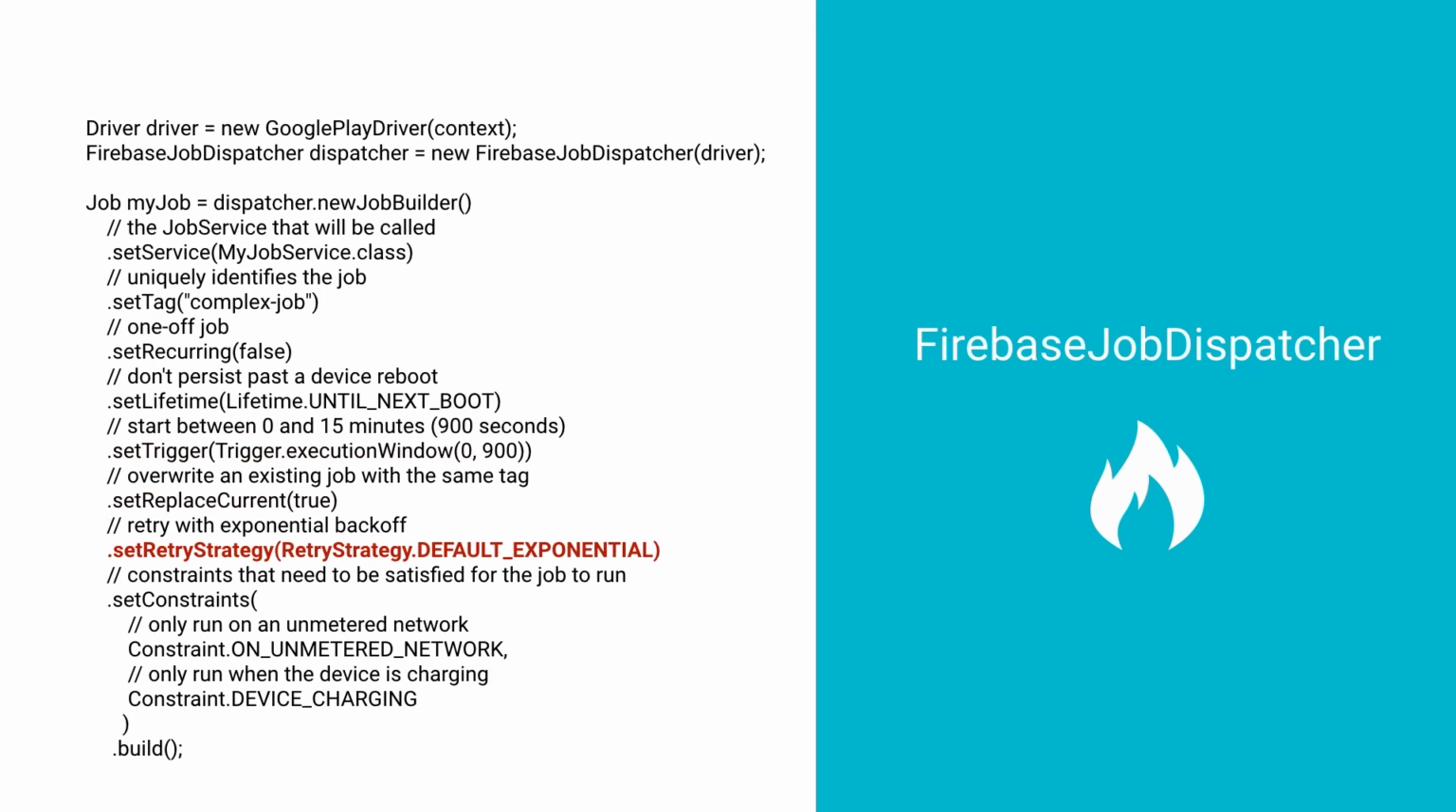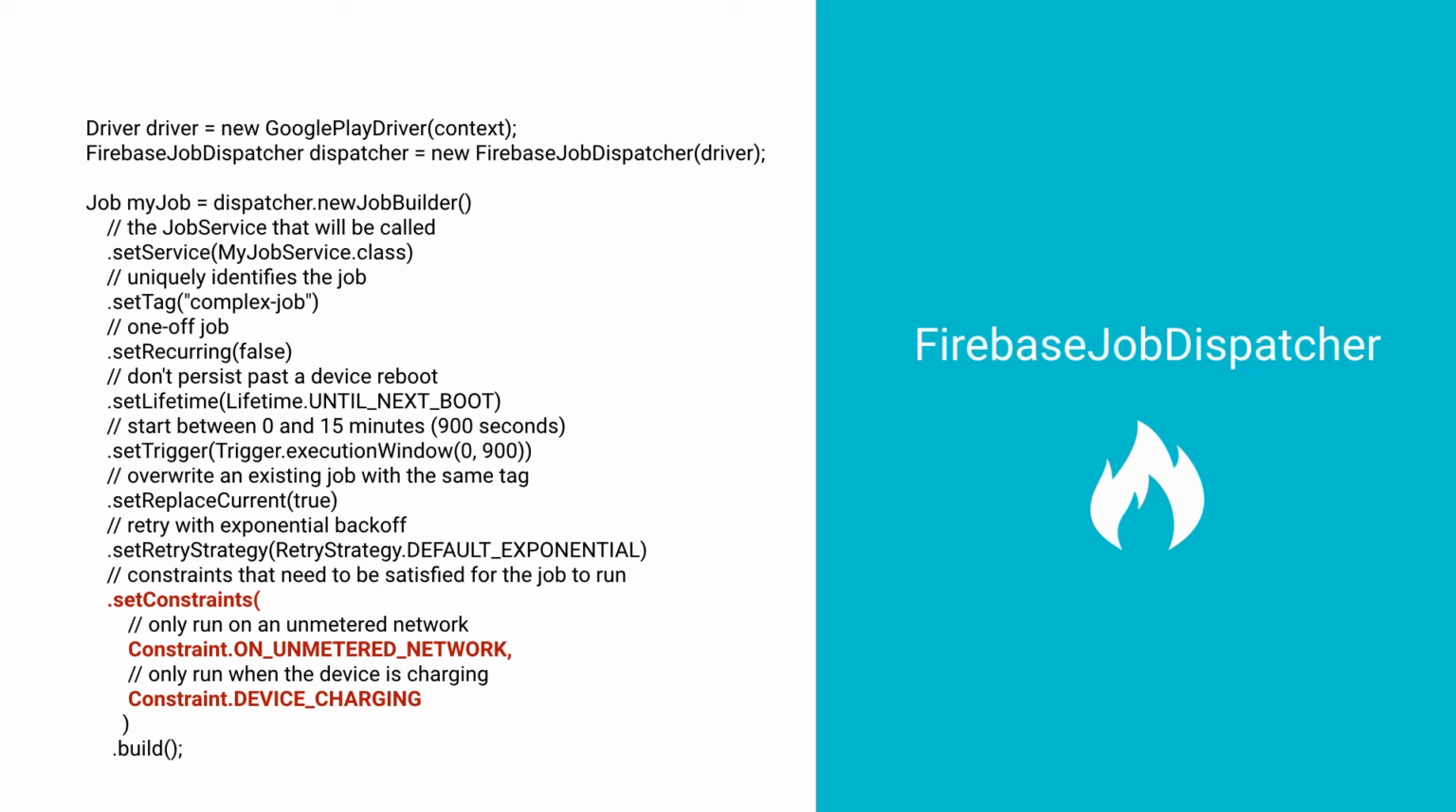It uses an exponential backoff strategy as a failure strategy. Jobs, especially network jobs, might fail if a server is down. An exponential backoff strategy will keep retrying the job, but will wait longer and longer between successive attempts. Finally, this job will only run on an unmetered network like Wi-Fi and while charging.